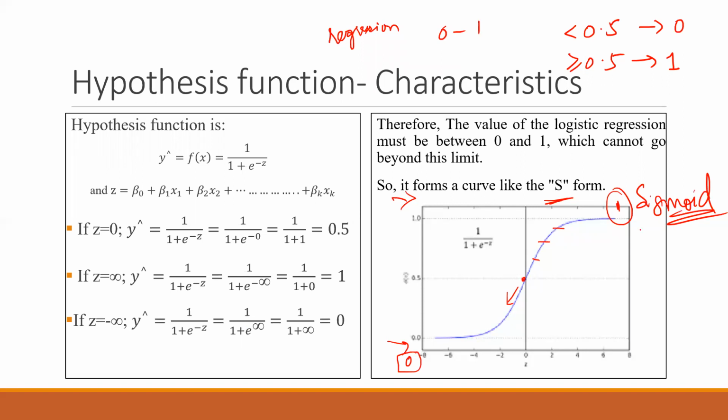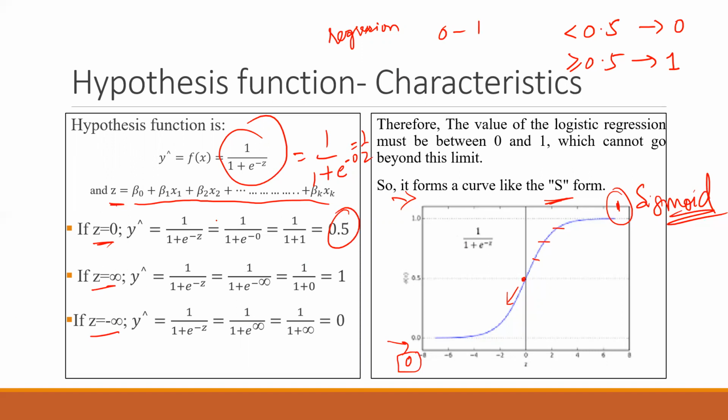For example, let's say that we have this equation and we were trying to solve this kind of thing in linear regression, but when we put it into this formula, 1 upon 1 plus e to the power minus z, for multiple values of z, the answer is given here. If z is equal to 0, then it will be 1 upon 1 plus e to the power minus 0, and e to the power minus 0 is 1. So 1 upon 2 will be 0.5. So at z equal to 0, the answer is 0.5.